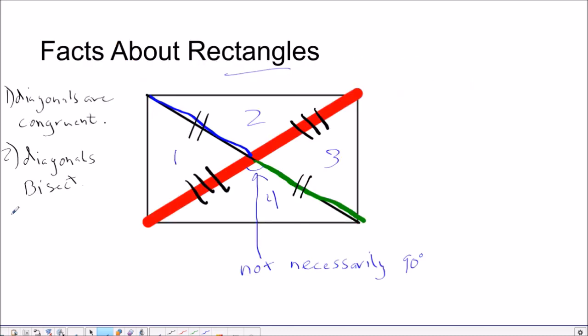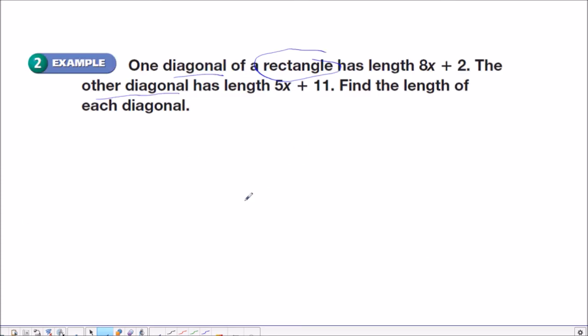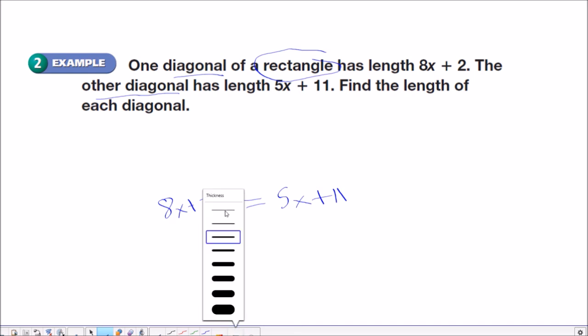So I'm going to rewind for a minute. We wrote down a minute ago that the diagonals are congruent. And congruent means they're the same, or that they're equal. So that tells me I'm going to take one diagonal, 8x plus 2, and I'm going to take the other diagonal, 5x plus 11, and I'm just going to make an equation that says they're the same, that they're congruent, or that they're equal. And so now that I have that, I'm just going to go solve it. So let's do some algebra steps. You may wish to pause the video and try this on your own. In fact, I would encourage it so you can build up your confidence and get some feedback.